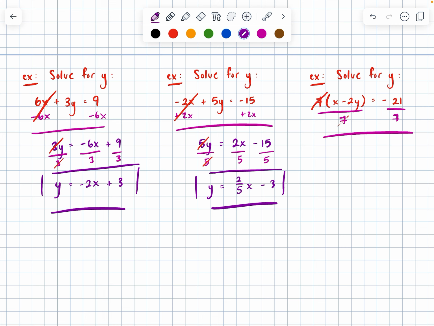When I do that, 7 over 7, these undo each other. I'm left with x minus 2y on the left side. And on the right side, negative 21 divided by 7 is negative 3.